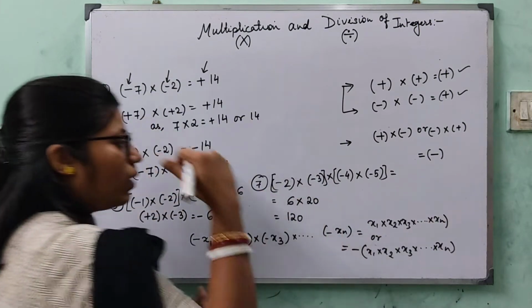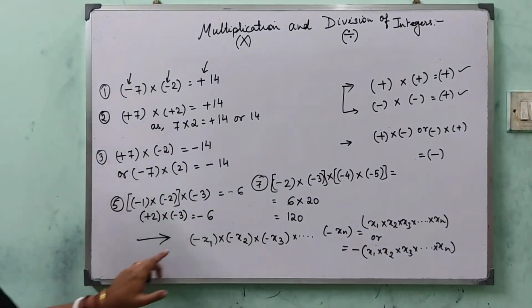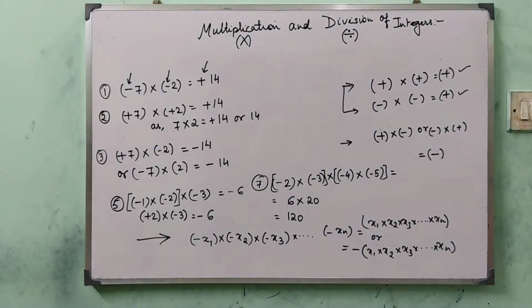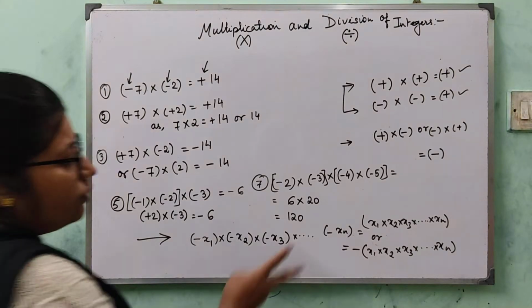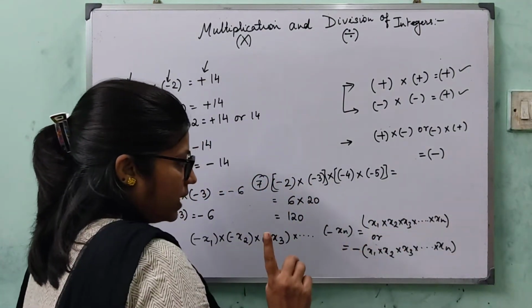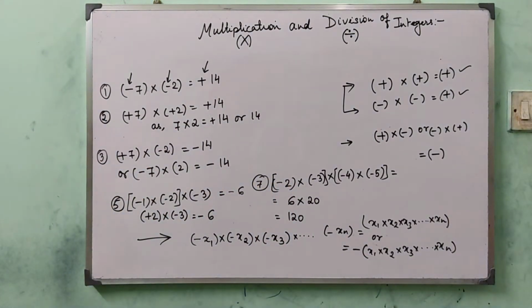Now, if I have the product of a series of negative integers, say n negative integers are multiplied together, I will have two cases. Either the product will have a positive sign or the product will have a negative sign. Now, what is the case? When do we have a positive sign and when do we have a negative sign?